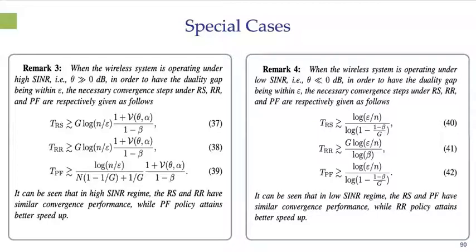On the right is an approximation when theta, that is the SINR threshold for decoding, is small. This is the case where we have a really good code. We don't need a lot of SINR to decode. In that case, we see that random scheduling and proportional fair have similar convergence performance, while round robin has better speed up. So for a good channel, round robin is better. For a bad channel, proportional fair is better, as you might expect.